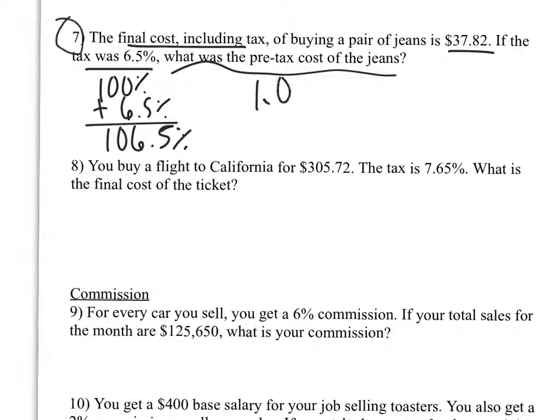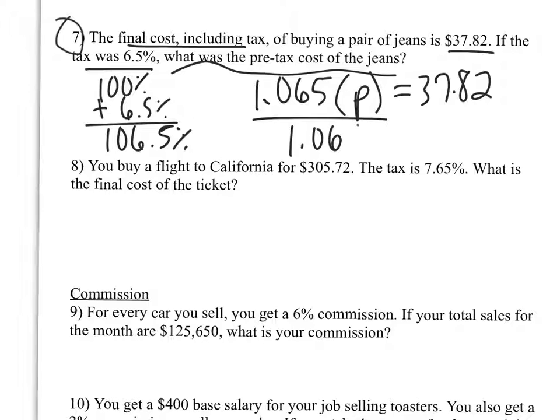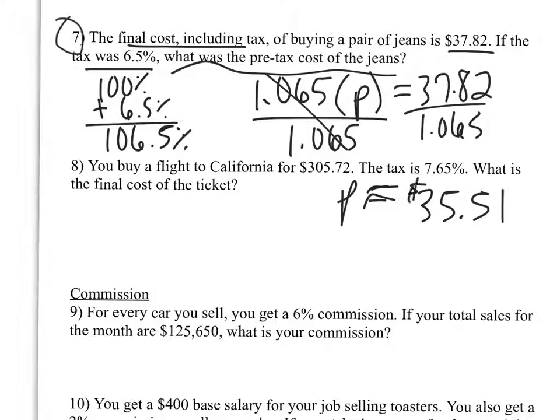So what we can do is change the percent to a decimal. So 1.065 times whatever our pre-tax cost is equals $37.82. And then we're trying to find that pre-tax cost. They're multiplying, so we can divide by 1.065. And if you work that out, again, that doesn't come out exactly evenly, but that would be about $35.51.